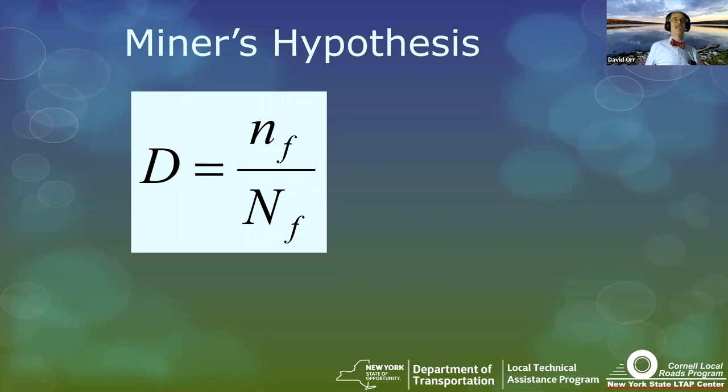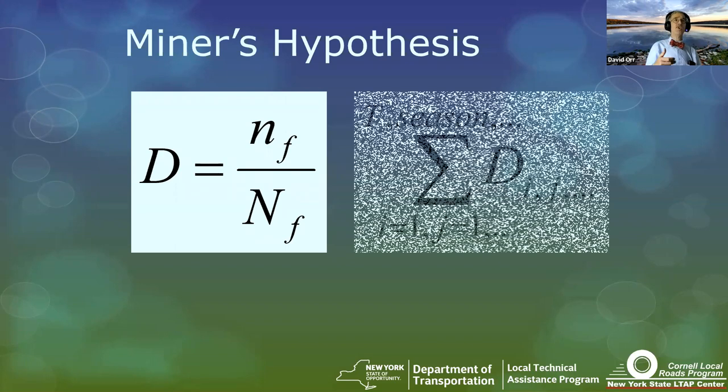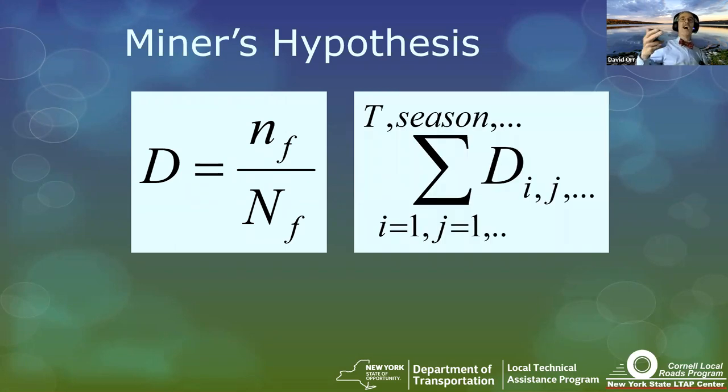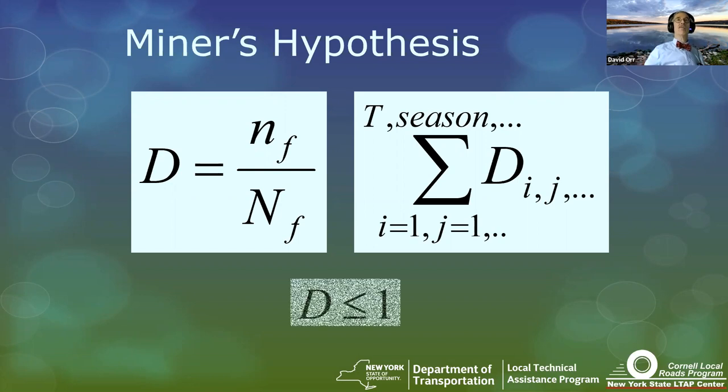There's a huge list, and we'll go through that list after our second break here. But essentially, that's how Miner's hypothesis works. And the computer makes it feasible. As long as we can define what those variations are in traffic, and season, and weather, what's going on in the subgrade, we can actually calculate the number of cycles allowable over the number of cycles actual and add them up.